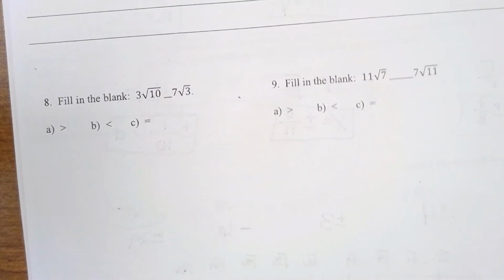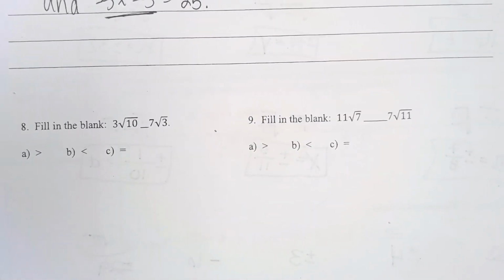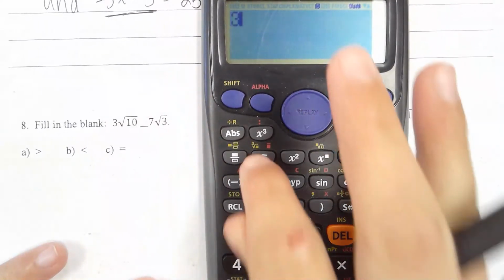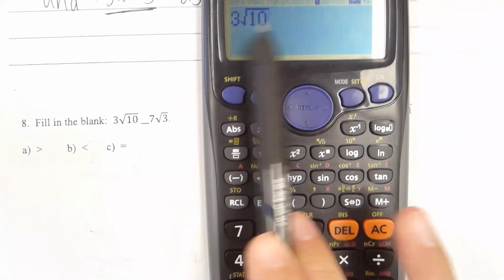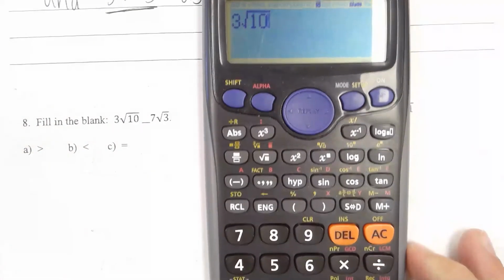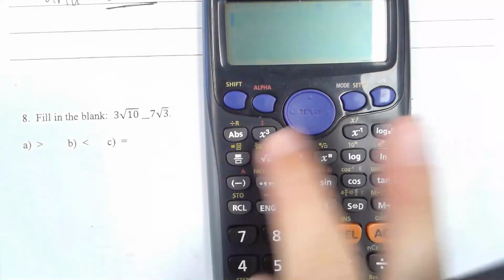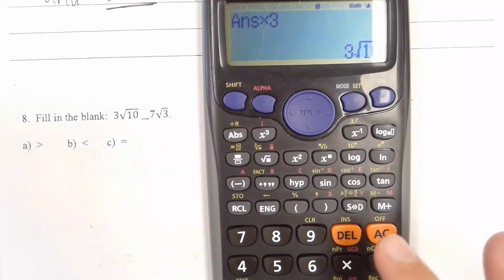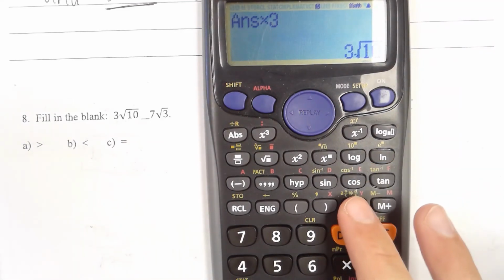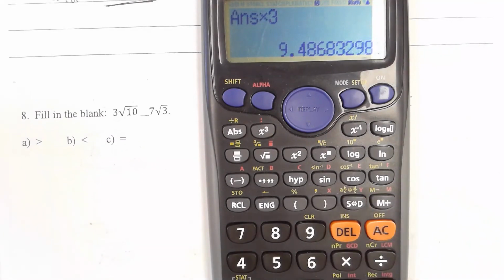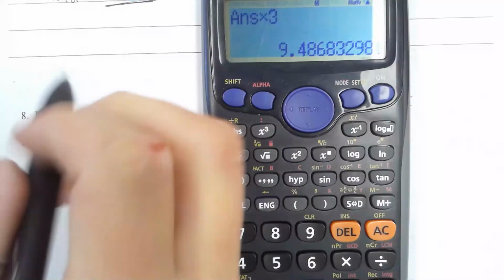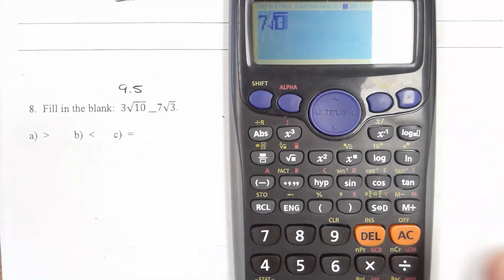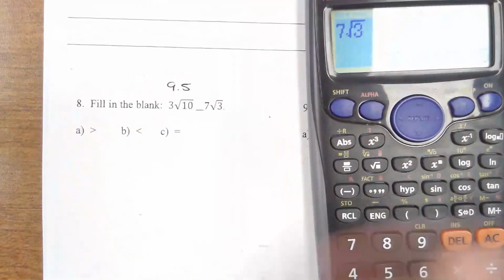Alright, so then last one is just dealing more with the multiplications with the square roots. So again, we can just use our calculator for this. Mine calculator is pretty easy because I can just write it as it is on the paper. Some of you guys, depending on your calculator, might have to do the square root of 10 first and then multiply it by 3. So it really just depends on your calculator that you have. So 3 times the square root of 10 is about 9.5. So I'm just going to write it right above. And then 7 times the square root of 3 is about 12.1.